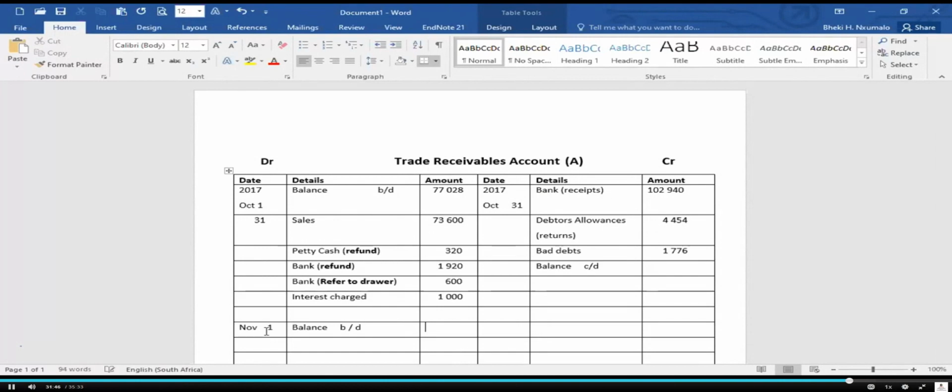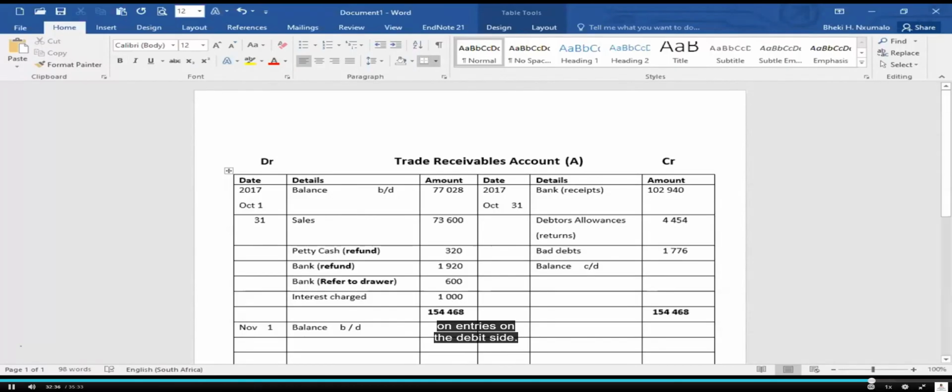Always your debit side is more, it's an asset. So what you need to do, you add all entries on the debit side. In this case it is 77,028. You add 73,600, you add 320, you add 1,920, your 600 rand, as well as your 1,000 rand. So your debit side is sitting at 154,468. This side is more. Take the same total amount on the other side, 154,468.